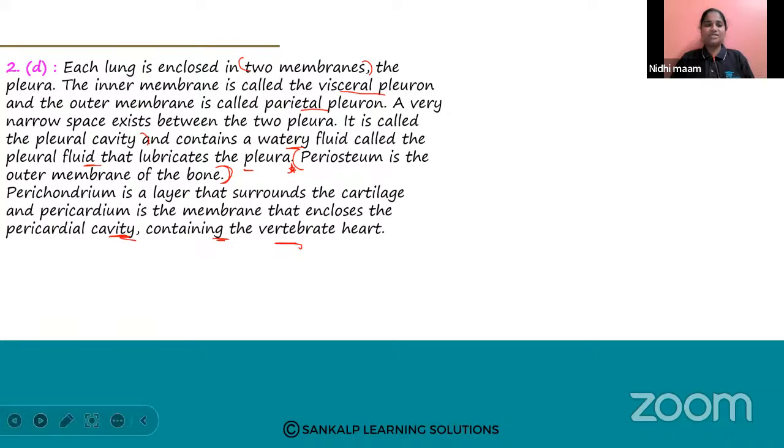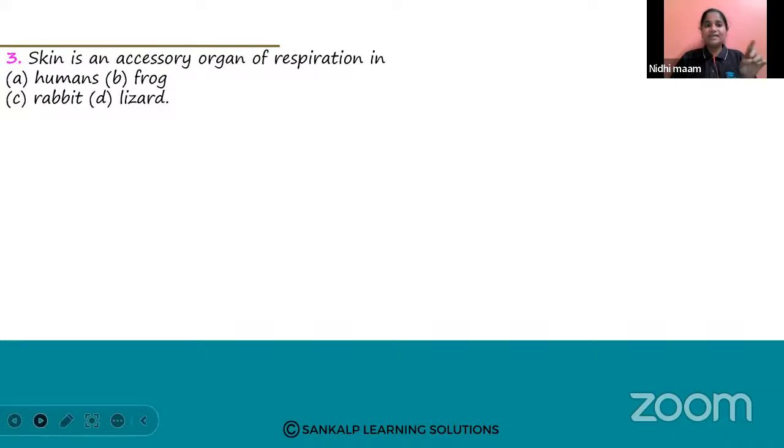Okay. This is about the first question. Next, skin is an accessory organ of respiration in which of the following animals? Human, frog, rabbit, lizard. Skin ಕೂಡ ಒಂದು ರೆಸ್ಪಿರೇಷನ್ ಒಂದು ಭಾಗ. ಯಾವ ಅನಿಮಲ್ ಅಲ್ಲಿ ಅಂತ ಕೇಳಿದ್ದಾರೆ. So what is your response on this?